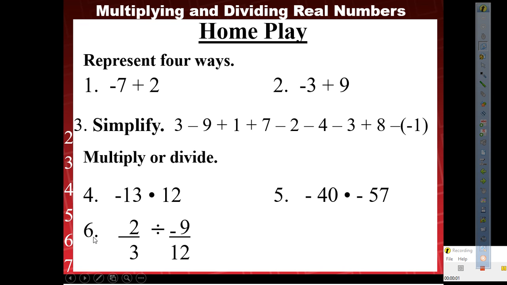And in case you don't see this, look at number 6 up on the screen. The 9 has a negative right in front of it. Everybody see that? So that you don't forget to put that negative. Okay, copy that, please.